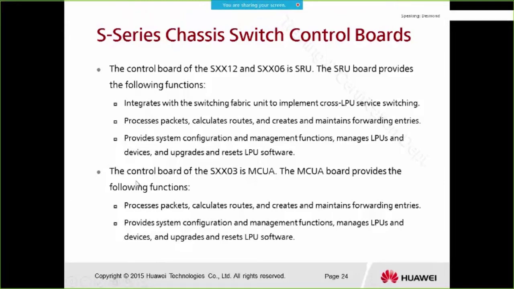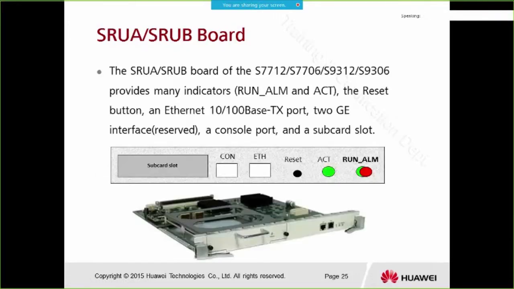And the control board of the S77 or 9703 is the MCUA. The only difference from the SRU is that there is no switching fabric in the MCUA, because all the LPUs on the 03 type are fully meshed connected to each other. And for the SRU, we have different types: SRUA, SRUB, and SRUH. Different types may have different performance.